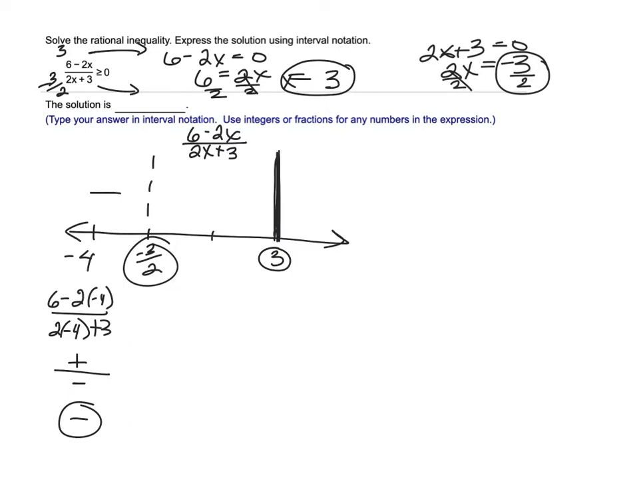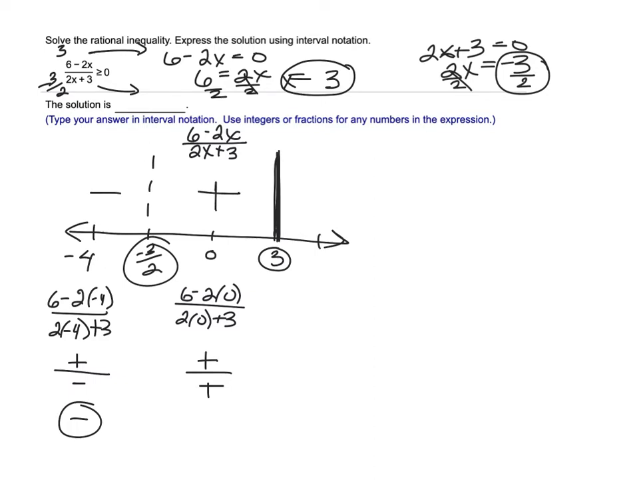Let's do the same for the middle interval. I'm going to pick 0. If I plug 0 into the top, I get 6 minus 2 times 0, and 2 times 0 plus 3. So that's 6 minus 0, and then 0 plus 3. You get positive divided by positive, which is positive.